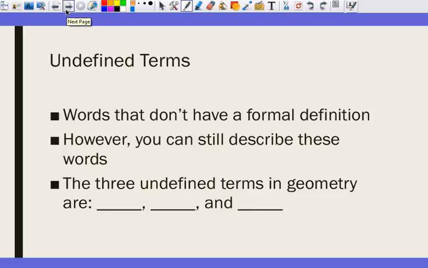What are undefined terms? Words that do not have a formal definition. However, you can still describe these words. What I would write in your notes is words that do not have a formal definition, but you can still describe them. That's exactly what I would write in your notes. You do not need to write word for word. Okay? They're your notes, not my notes. So if something makes sense written differently, go ahead and do that. This would be page 27, right below points, lines, planes.